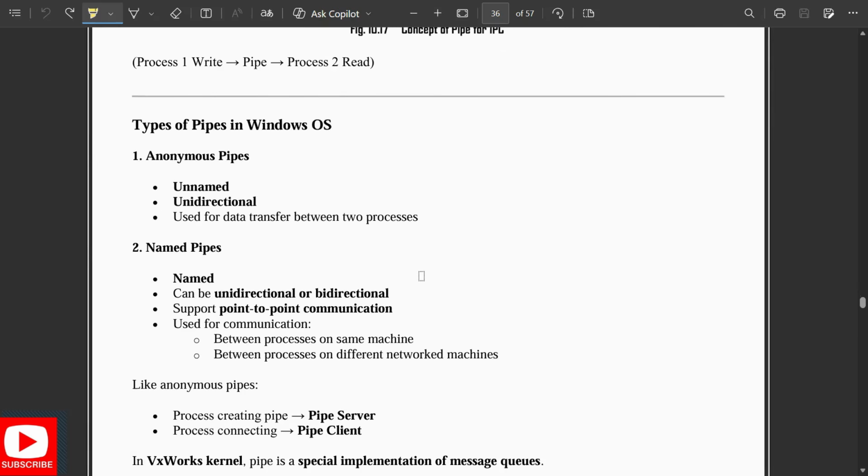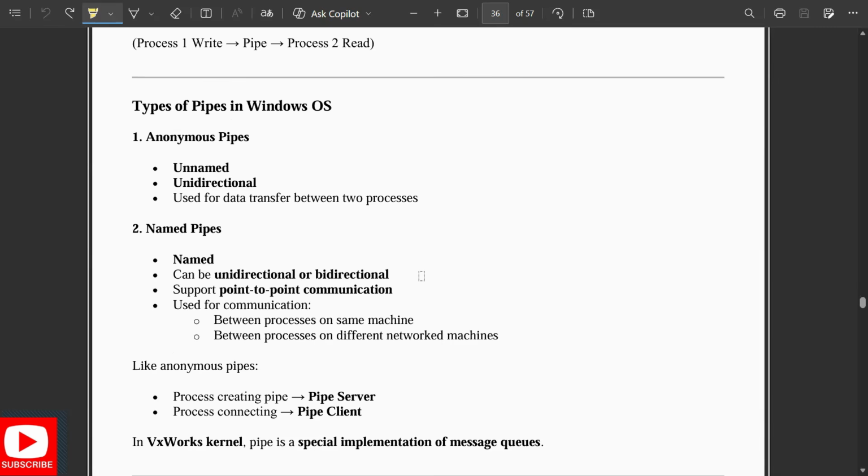The types of pipes are anonymous pipes and named pipes. Anonymous pipes are unnamed and unidirectional. Named pipes are named, and can be either unidirectional or bidirectional. Point to point communication can be seen here.